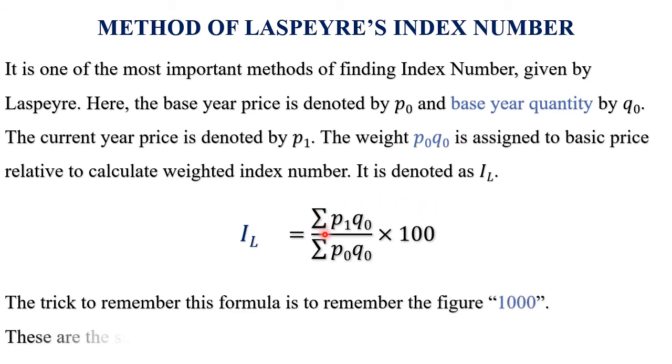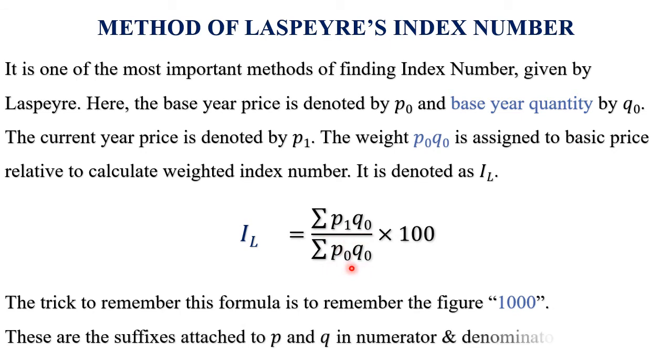How? Just look at this: 1000. These are the suffixes attached to P and Q in the numerator and denominator of the formula. Whenever you are calculating this formula, you will need to multiply P1 with Q0 and P0 with Q0. So how to remember what to multiply with what? 1000.